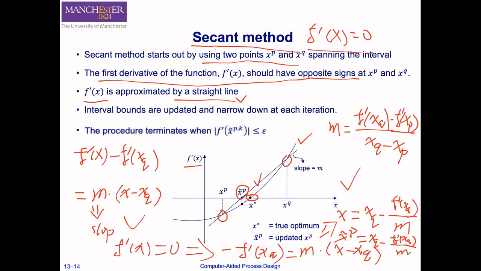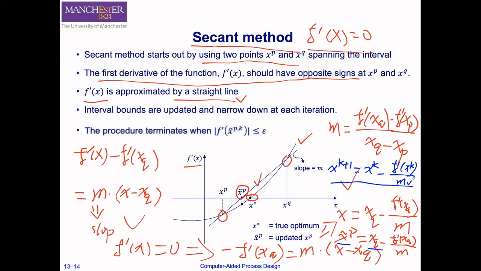star. Now, if we let this x tilde p be xk plus 1 and let xq be equal to xk, then we have xk plus 1 is equal to xk minus f prime xk divided by m. Then we can get this formula. This formula is very similar to the formula in Newton's method. The difference is this denominator.